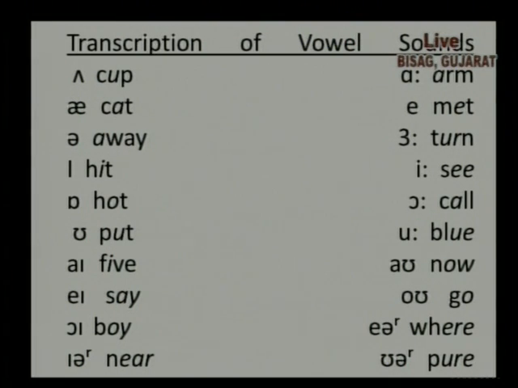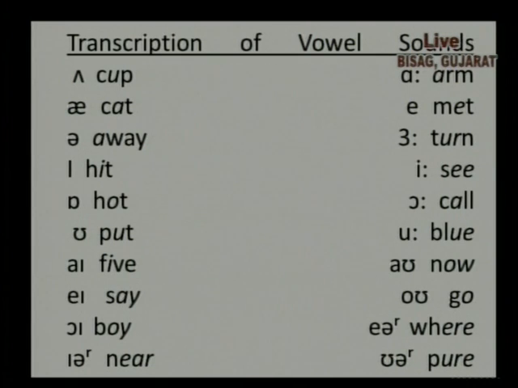We have 20 vowel sounds. The 24 consonant sounds are already dealt with. Now we deal with 20 vowel sounds and their transcription. We have the word cup. First of all, let me tell you the difference between vowel letters and vowel sounds. A, E, I, O, U are the vowel letters, but sounds are the way you pronounce them when you have these letters. And that is why, instead of 6 vowel letters, you have 20 vowel sounds.